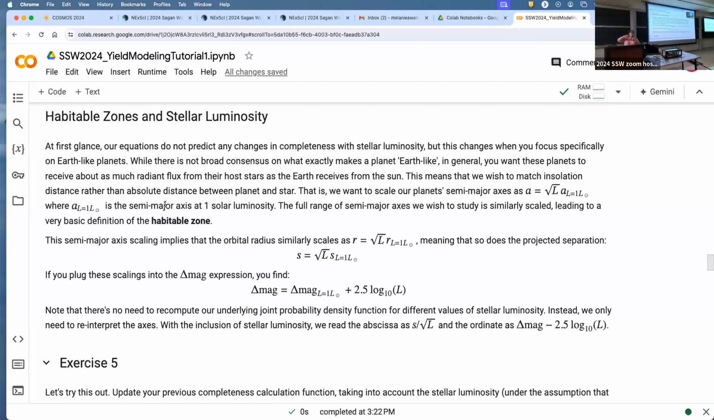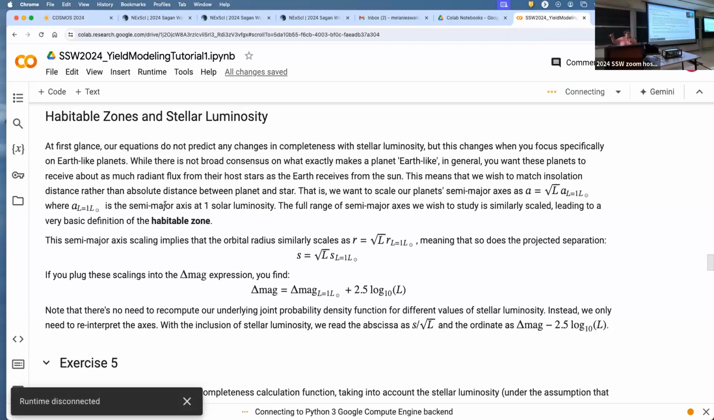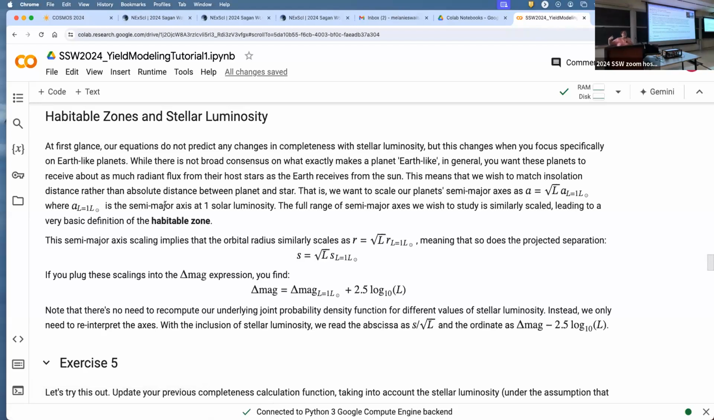And so if you have a star brighter than the sun, then you would expect that same radiometric brightness is going to occur further out. And in fact, it goes as a function of the square root of the luminosity. So a star that's twice as bright as the sun, twice as luminous as the sun, would have a square root of 2 further out in astronomical units. Insolation distance, or its habitable zone, would move out by that far, which is what we're expressing in this equation.